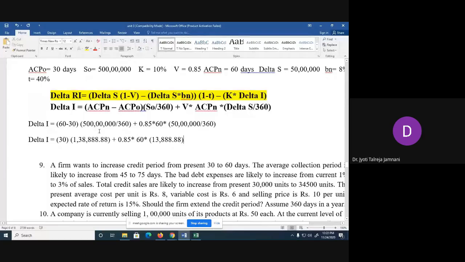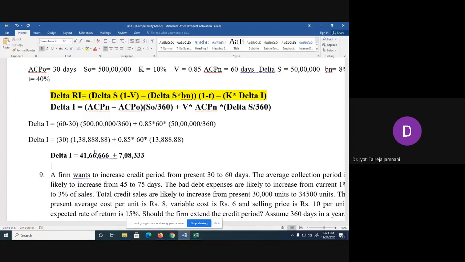So now we'll multiply 30 into 1,38,888.88. We get 41,66,666, plus 0.85 into 60 into 13,888.88. You get 7,08,333.32, so I'm taking it as 333.